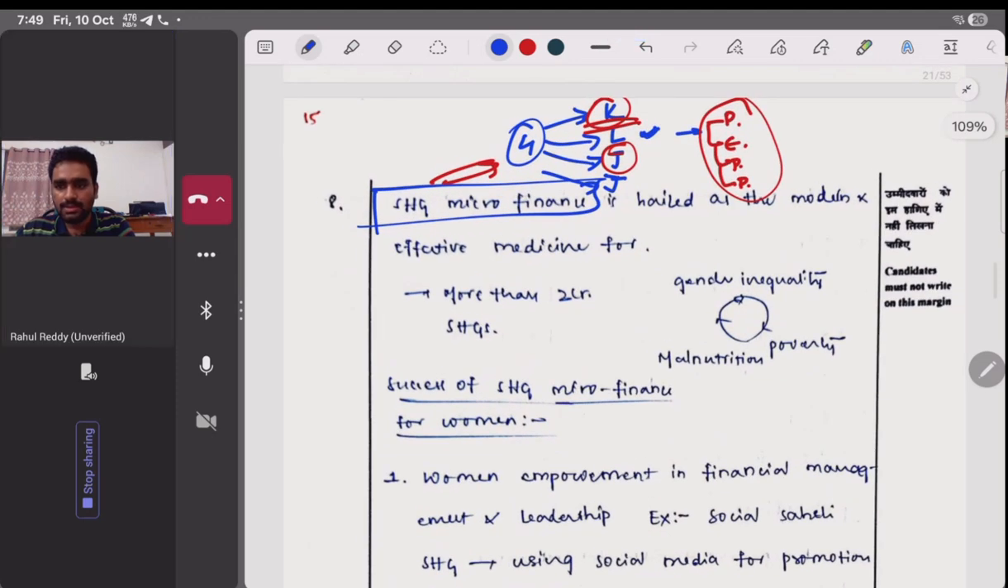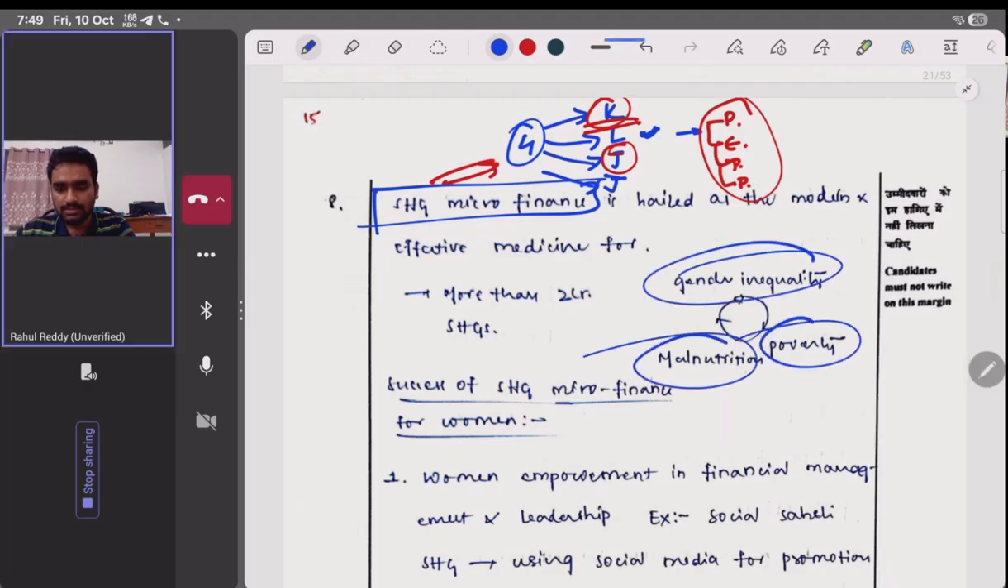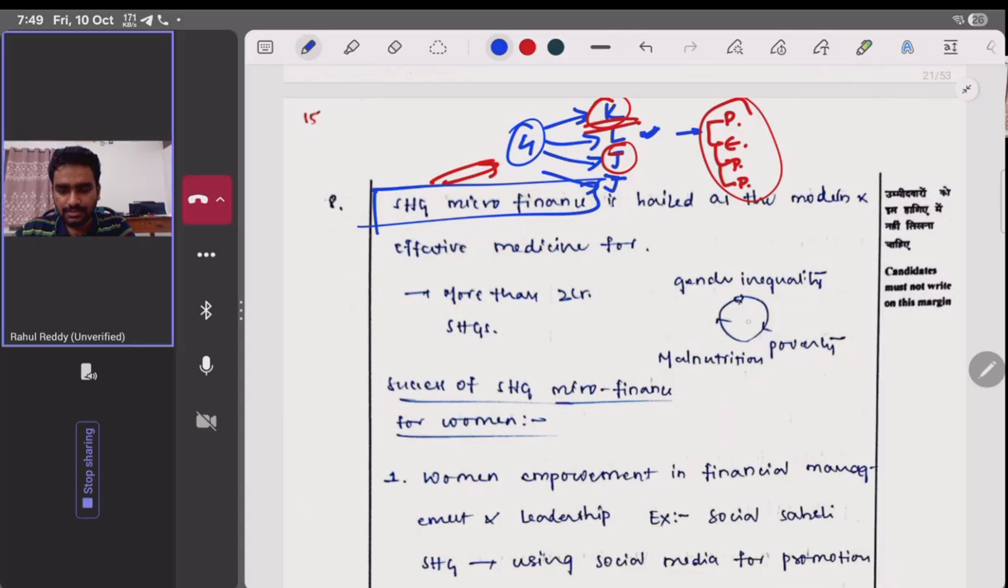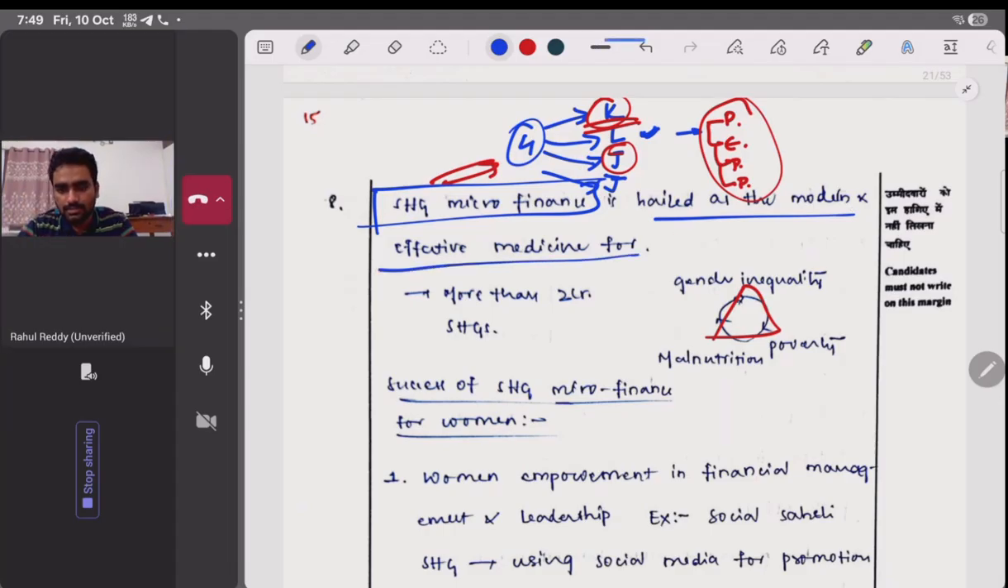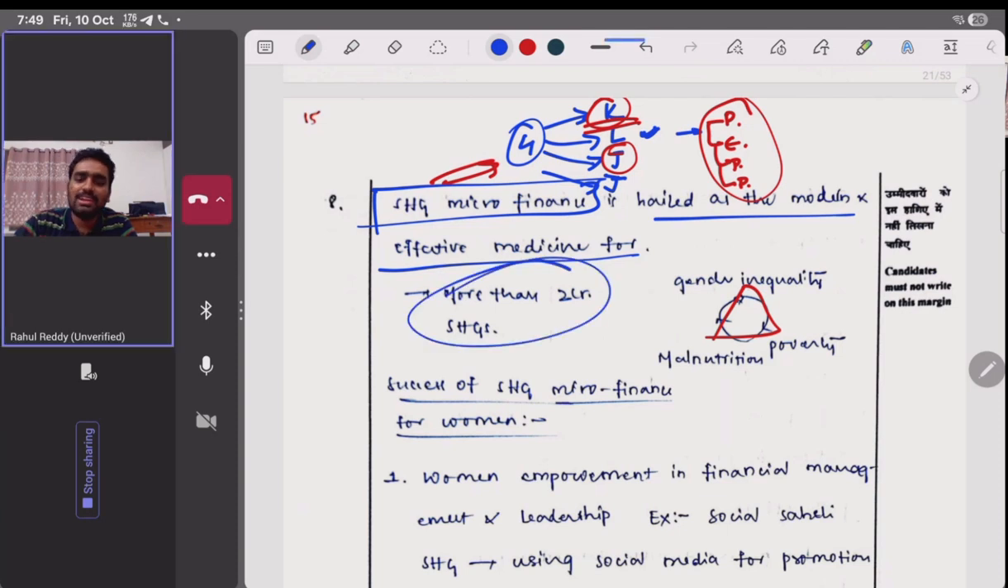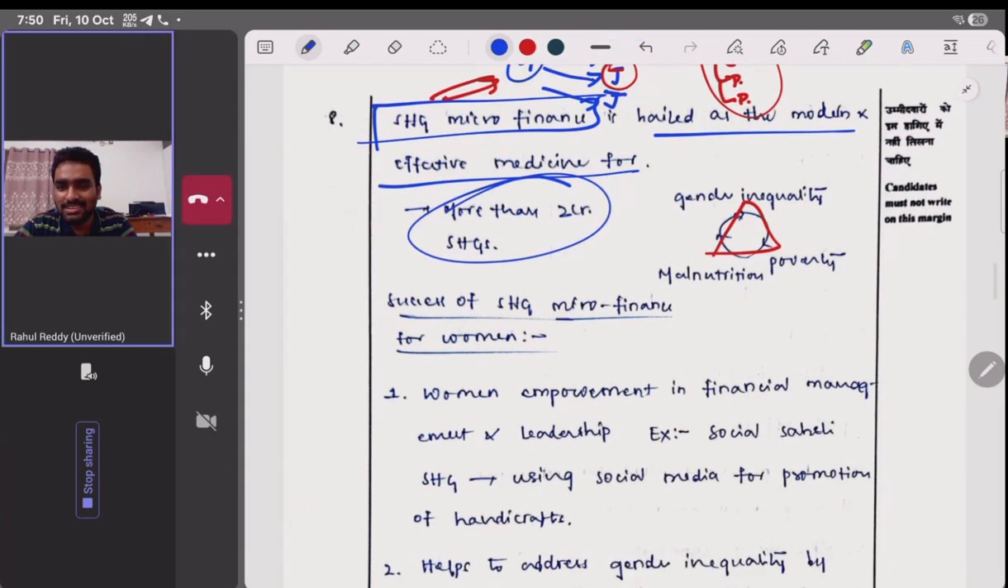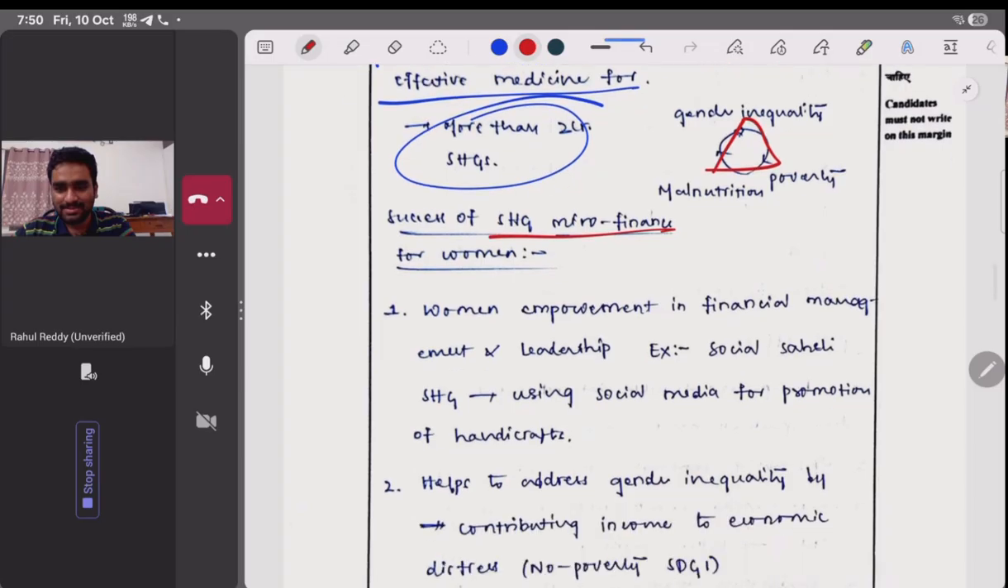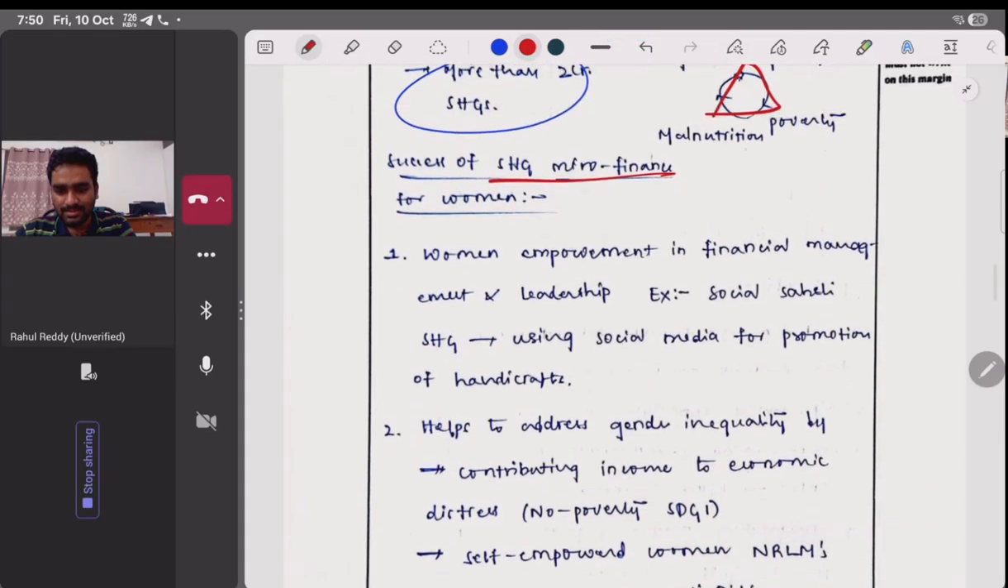But now the question has been on self-help group microfinancing: how the vicious cycle of gender inequality, poverty, and malnutrition. Okay, so you have made a circle. No issue, but you have to mention the triangle here, right? As held as the model and effective medicine for more than 2 crore self-help group and gender. This medicine for this vicious cycle, it's symbolic. Okay, no issue. Self-help group microfinance for women. Vicious cycle of gender inequality will be broken through microfinancing.